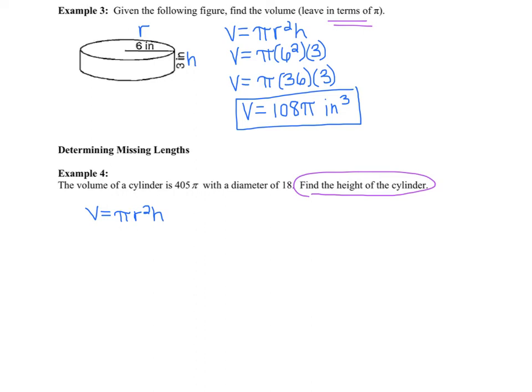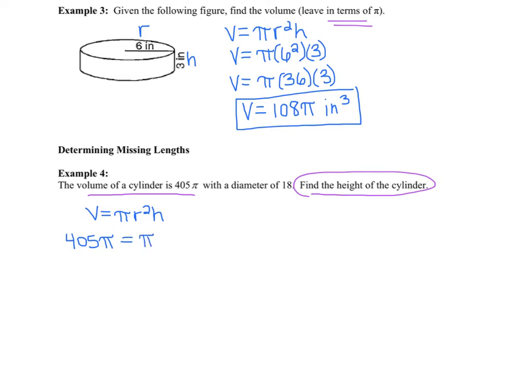So what's this problem telling us? What did they give us in the problem? Okay, well first it says the volume of a cylinder is 405 pi. So let's replace our V, our volume, with 405 pi. Okay, and that equals, pi is given.